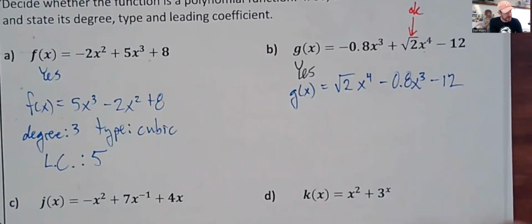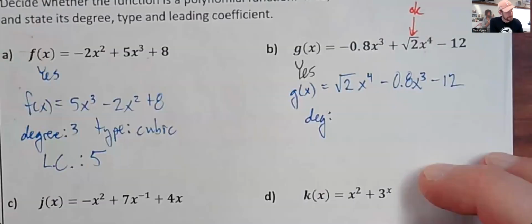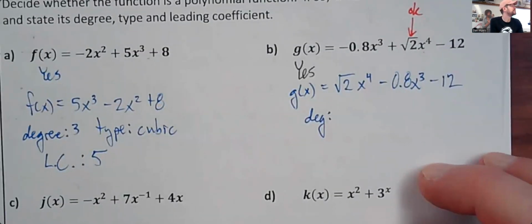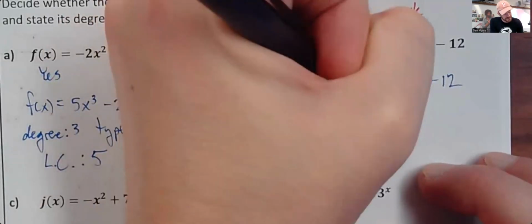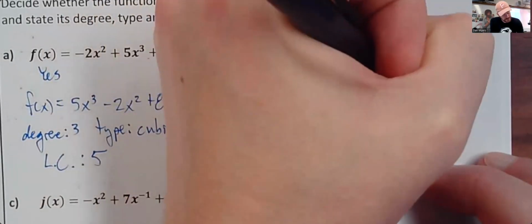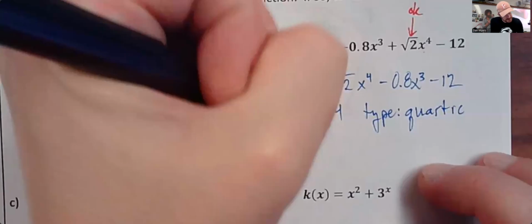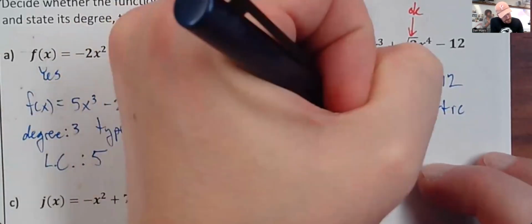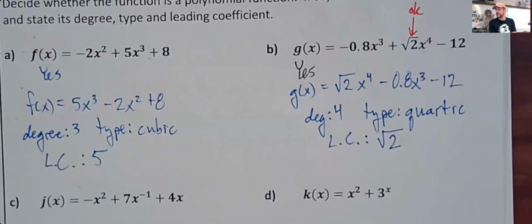All right, what is the degree? 4. What is the type? Quartic. What is the lead coefficient? Square root of 2. There you go.